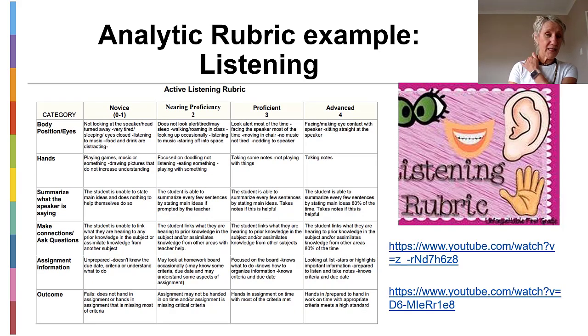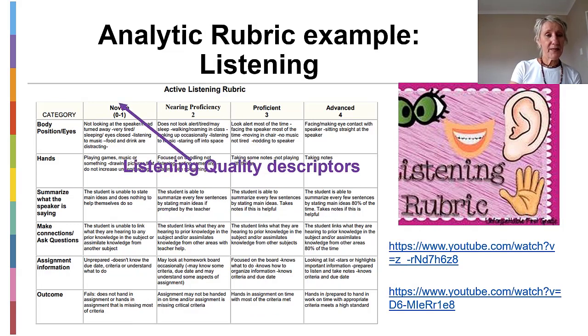And here you've got an active listening rubric, and then you've got your categories down the left, your descriptors going down the side. Categories: your body, your position of your eyes, your hands. You summarize what the speaker is saying. You ask questions. You use the assigned information. There is an outcome. But your listening descriptors for quality are there at the top. It's the novice. You made lots of errors. You are nearing proficiency. You're proficient, and you're advanced. And you look at those categories quite carefully to see how they are worded, because it helps you with your assessment.